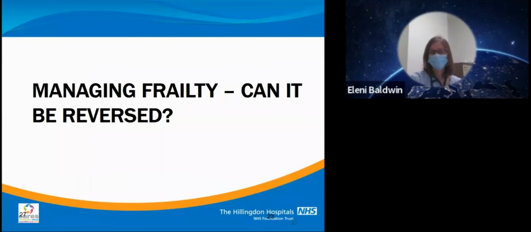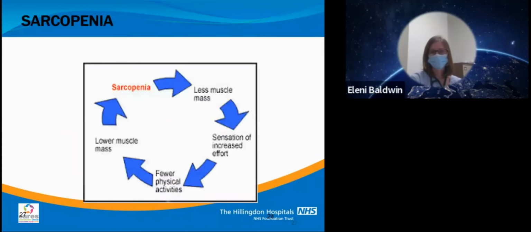So we've case found, or someone's presented in crisis. What can we do? A lot of the evidence at the moment is looking at sarcopenia, and sarcopenia is a loss of muscle mass and function, and it really is quite a vicious cycle. If you've got less muscle mass, you walk up that hill, you think, gosh, that really was hard work. I'm not sure I'm going to do that again. So you do less of the physical activities, which then leads to a lower muscle mass. So there's been lots of work to see how you break this cycle of sarcopenia.